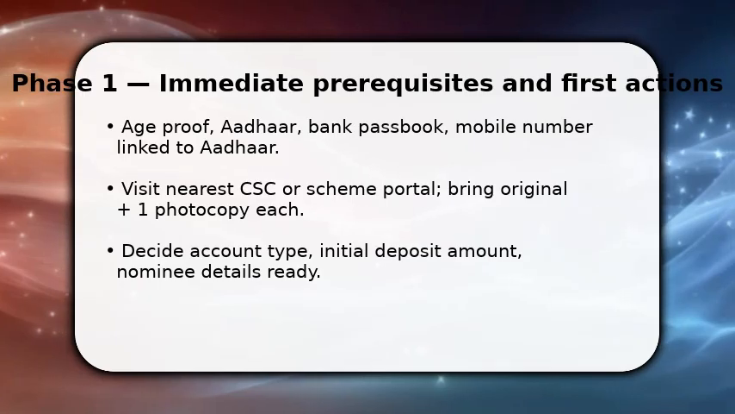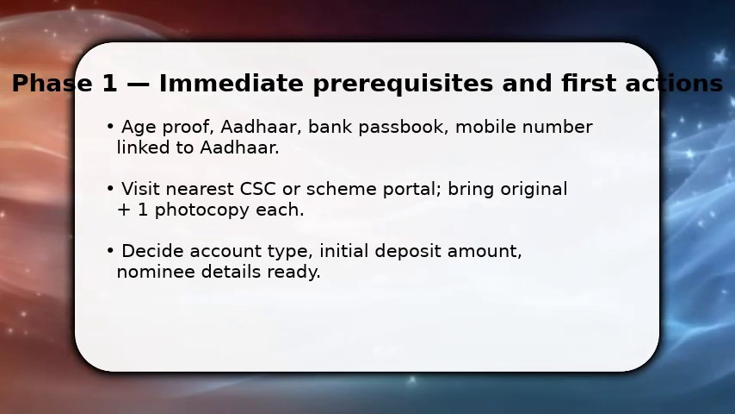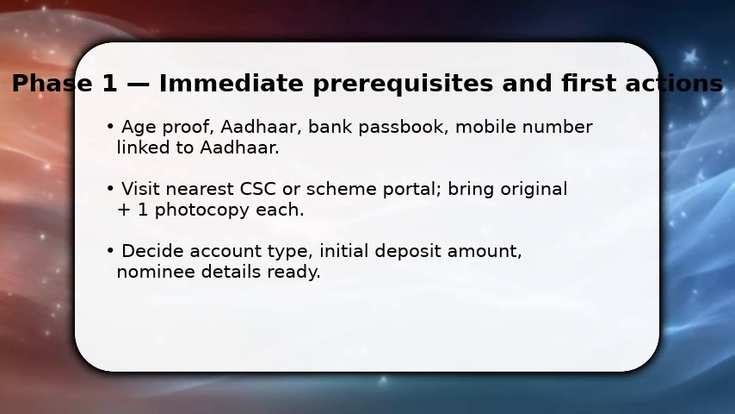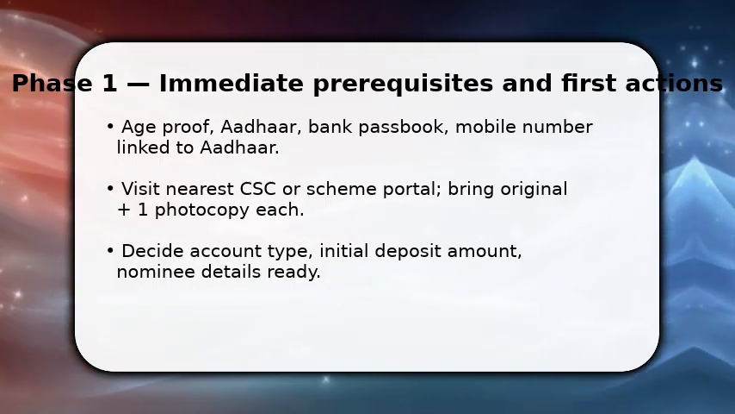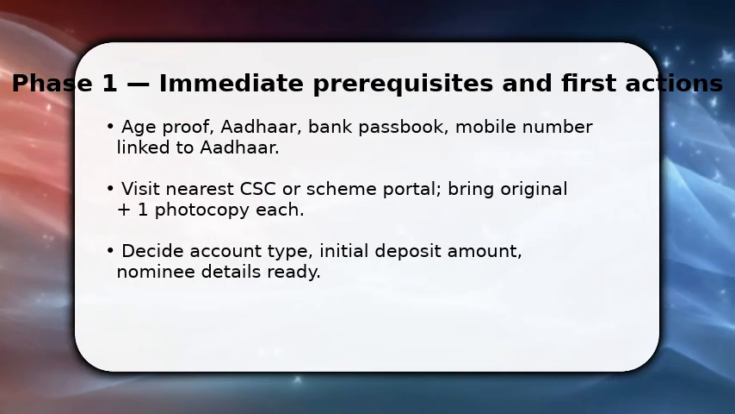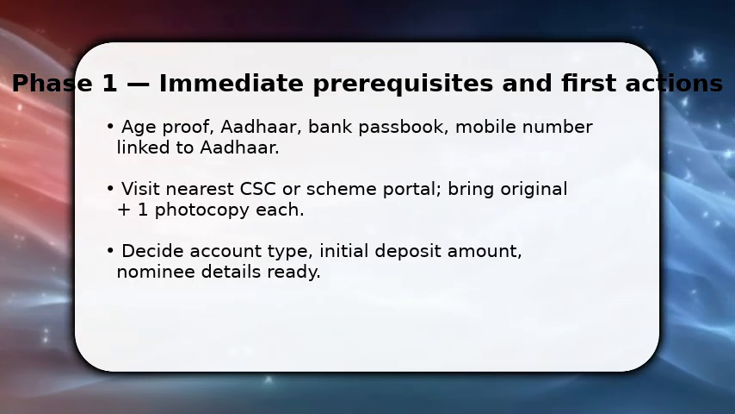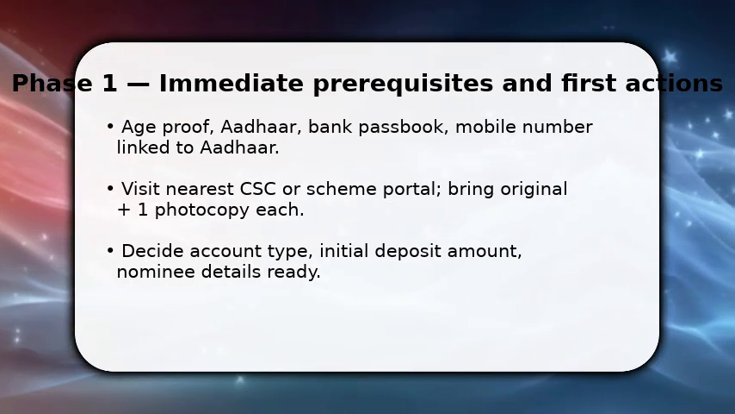You start by confirming eligibility and gathering docs: Aadhaar, age proof, bank passbook, and a mobile number linked to Aadhaar. Once done, go to the nearest Common Service Center or open the scheme portal. Make sure to carry originals and one photocopy each.